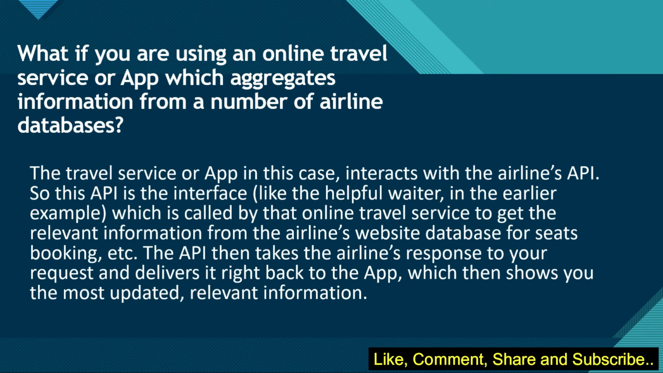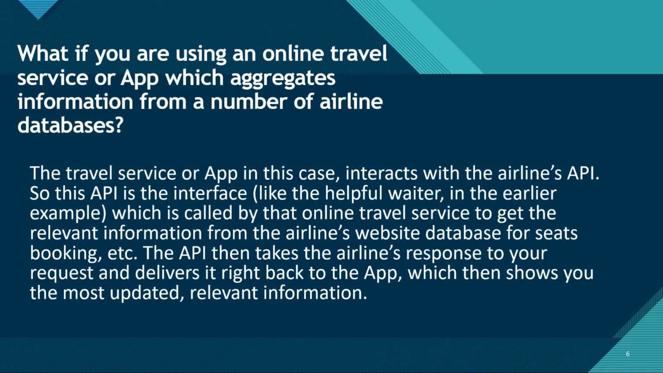Now, another question that would arise in your mind is, what if we are using an online travel service or app which aggregates information from a number of airline databases? So for example, if you're using Paytm for flight bookings, or you're using yatra.com or any other website, how does that come into the picture? So the travel service in this case interacts with the airline's API. So this API is the interface.